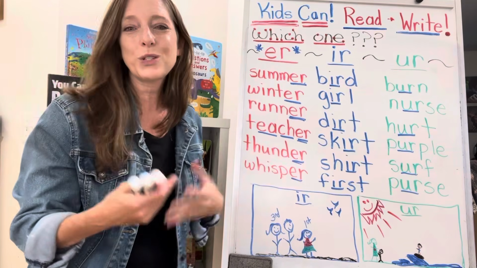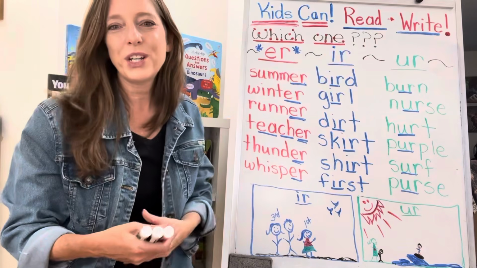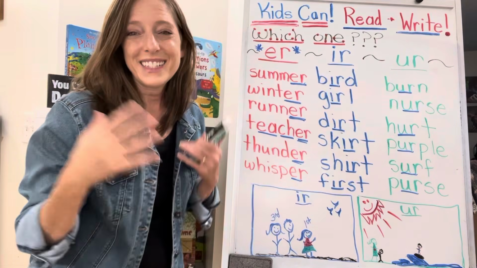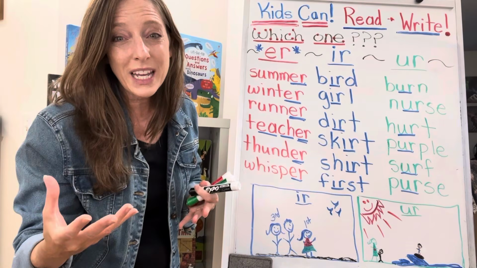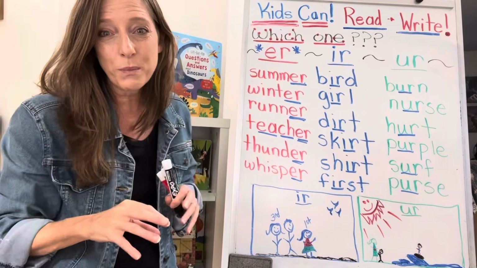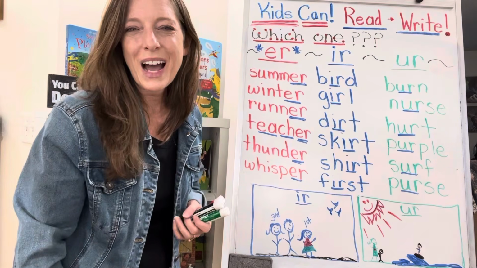But anyway, I hope this really helped you today to have a little trick to help your kids learn the difference between ER, IR, and UR. They sound the same, super tricky. Don't forget to review the pictures periodically, hang them up somewhere so kids can remember them, and let me know how it works for you.